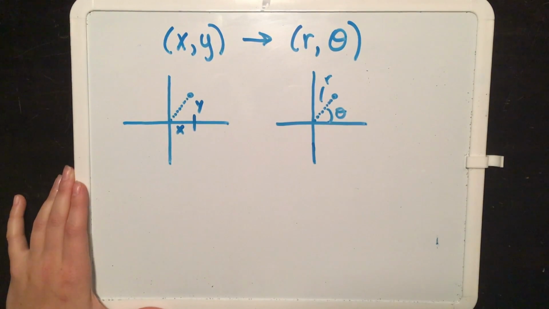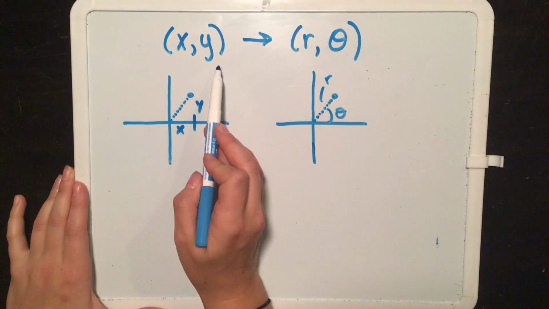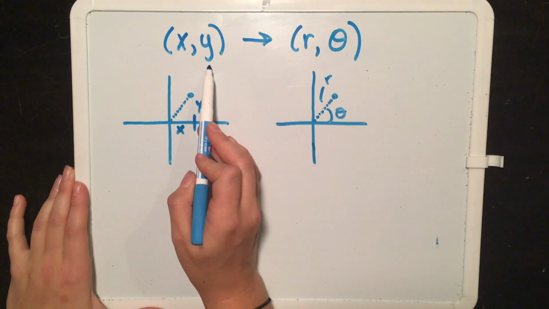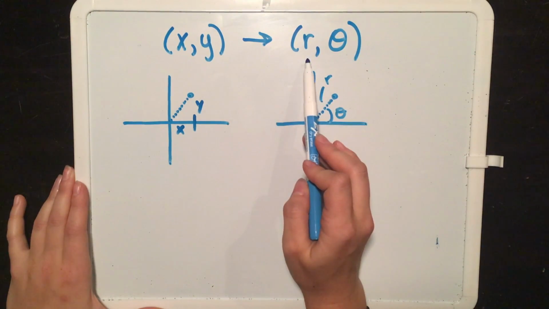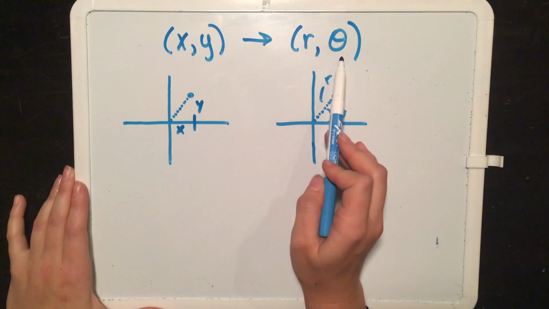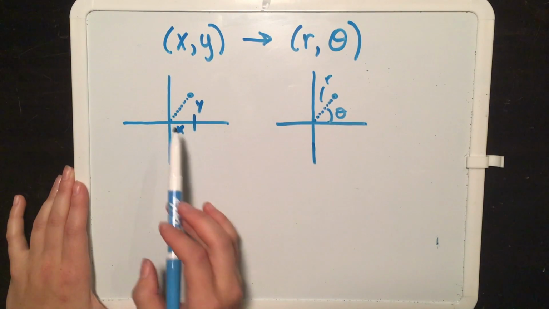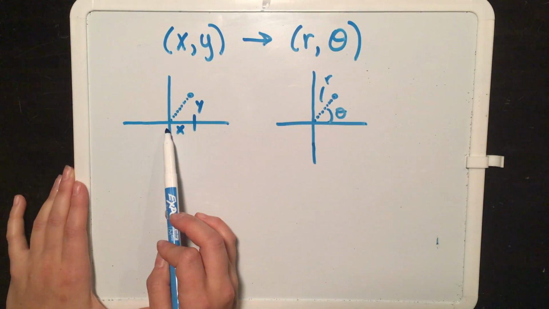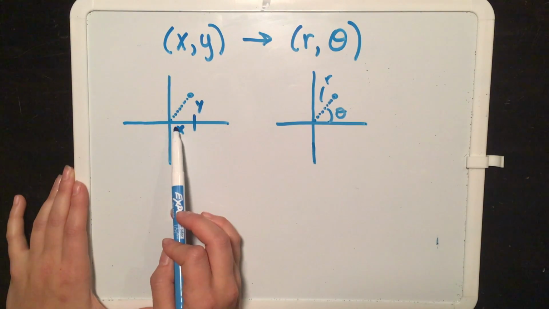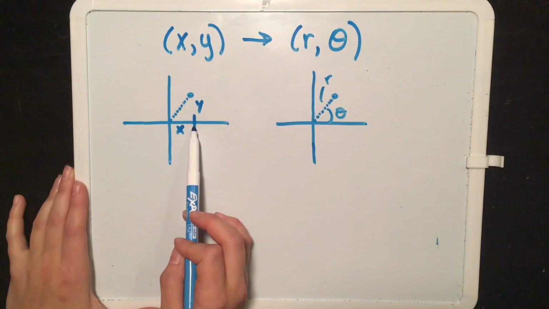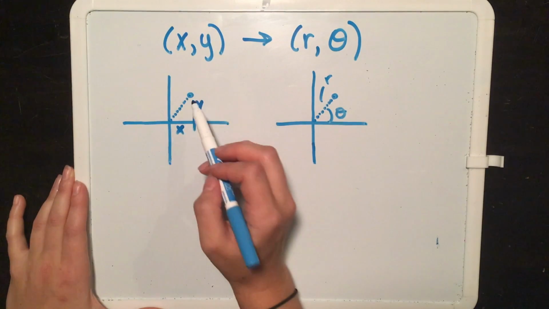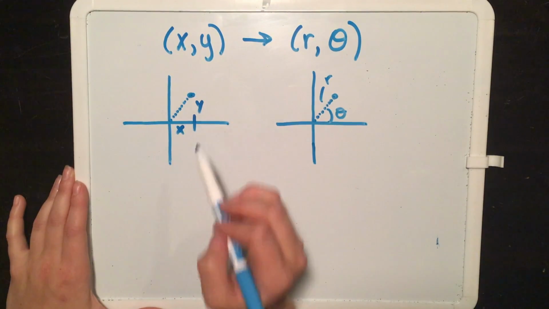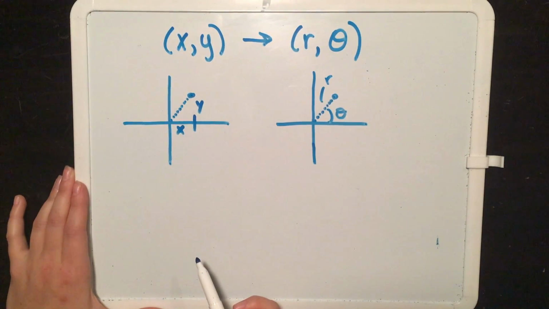We are going to be converting rectangular coordinates, x comma y, to polar coordinates, r comma theta. Now x comma y uses the x and y axis. X is our horizontal shift and y is our vertical shift that will take us to the point we're looking for in the coordinate plane.